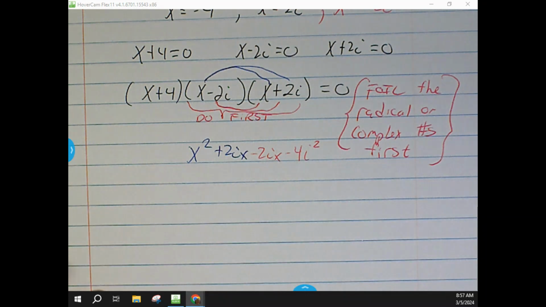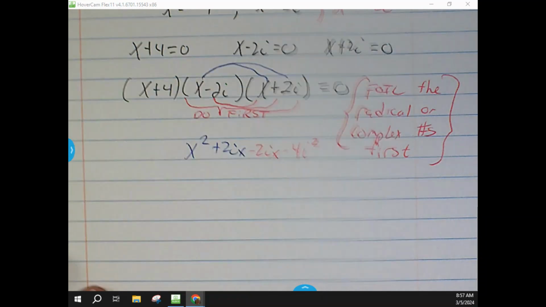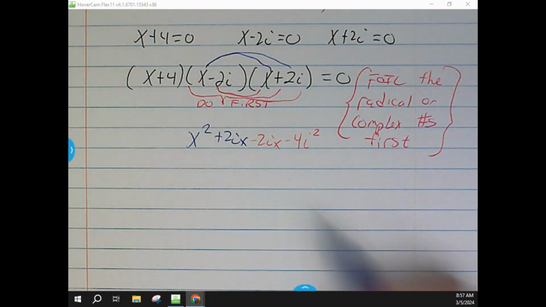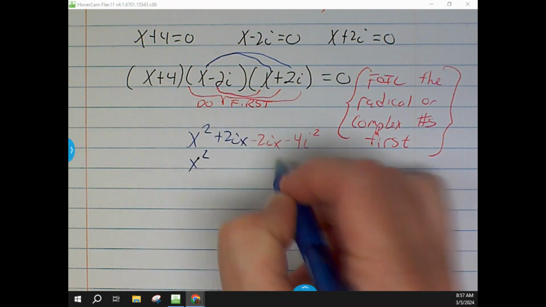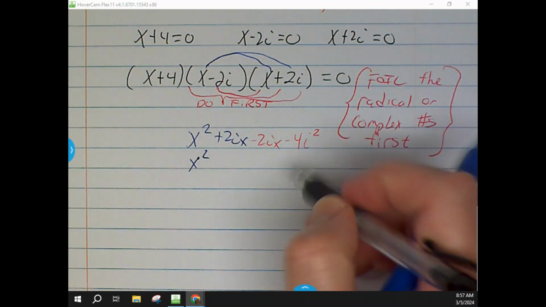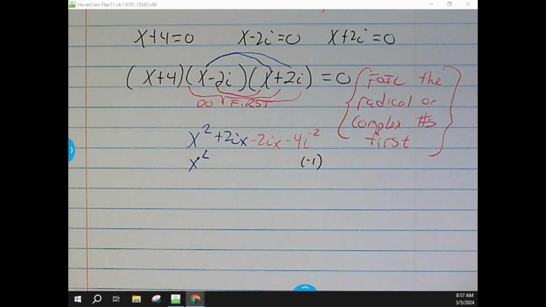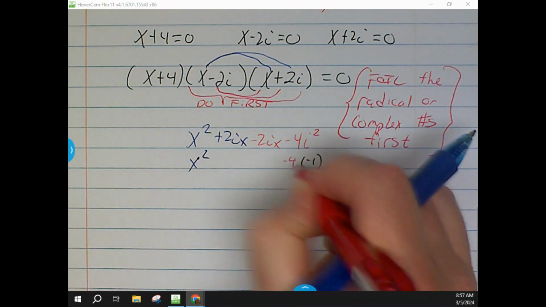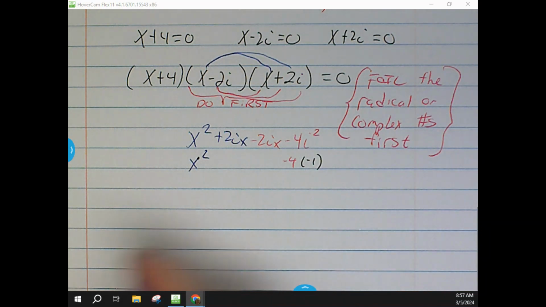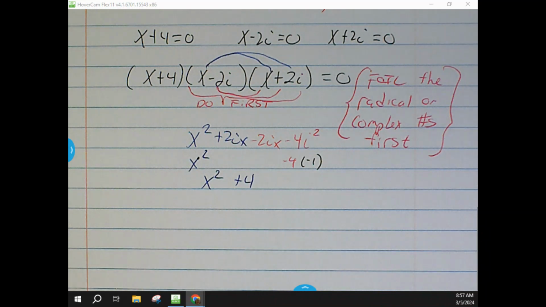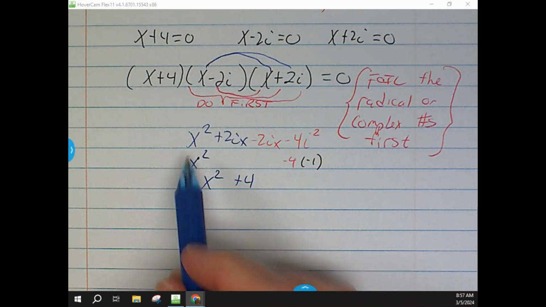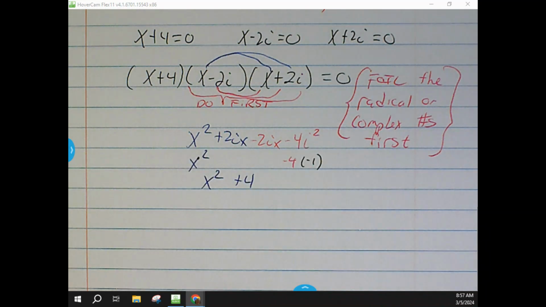Okay, now here's why you want to do that imaginary part first. Because what happens in the middle when you do 2 minus 2? It cancels out, which is great because now that part's just gone. With the i squared at the end, that's just negative 1. So we've got negative 4 times negative 1, which means this is just going to be x squared plus 4, which looks a whole lot better than what this thing was going to start off looking like for that part.